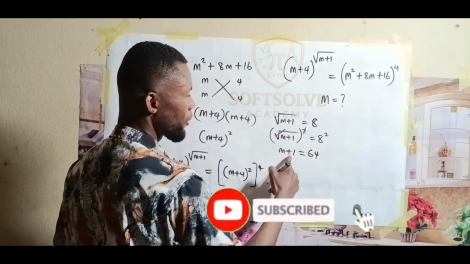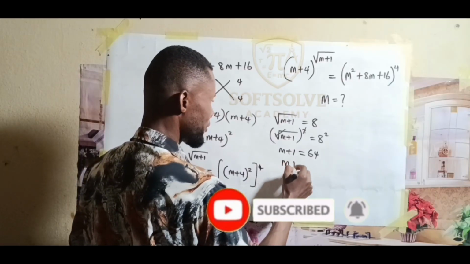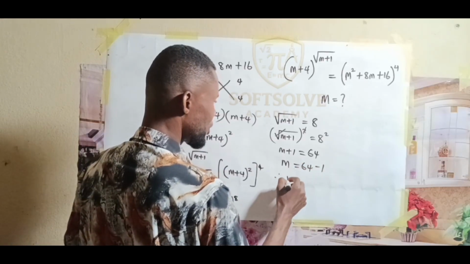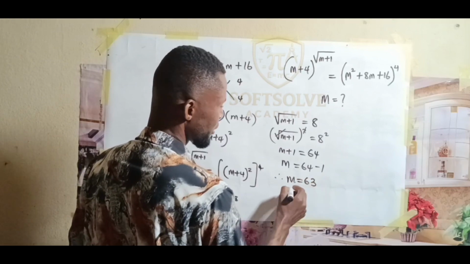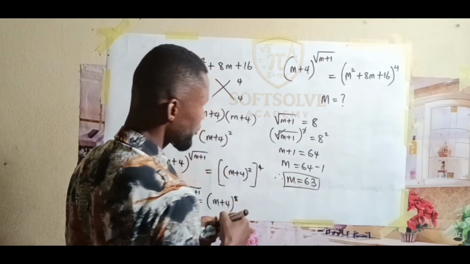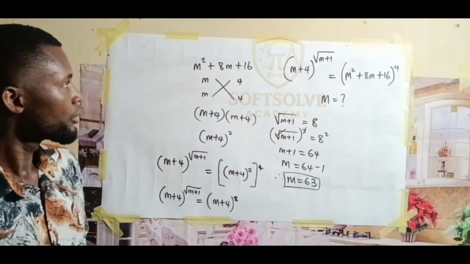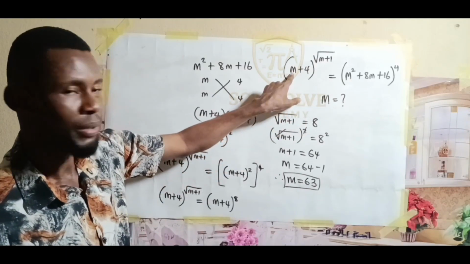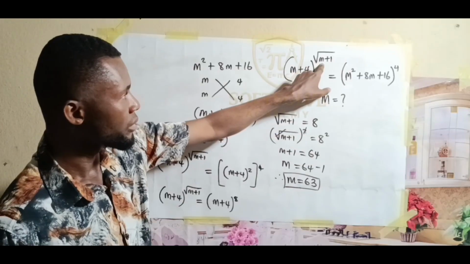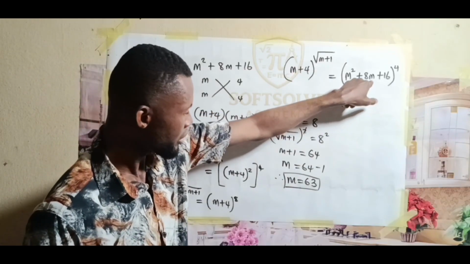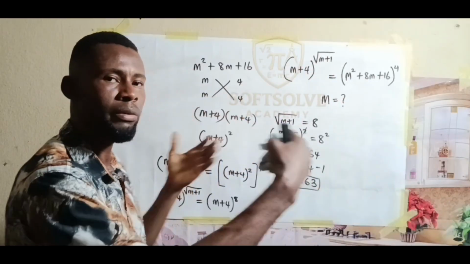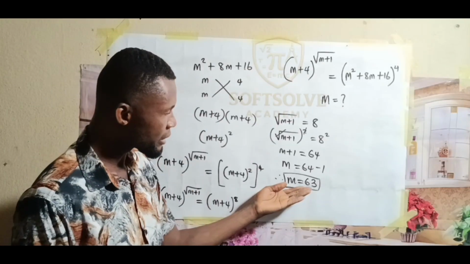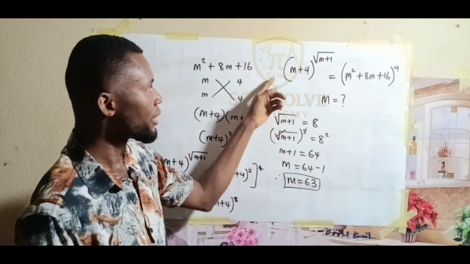When plus 1 crosses over, we'll have m equal to 64 minus 1. Therefore m is equal to 63. So that's the value of m that we're looking for. If you substitute m with 63 here and solve the right hand side and the left hand side, you will discover that the left hand side will be equal to the right hand side, making m equals 63 the answer that we are looking for.